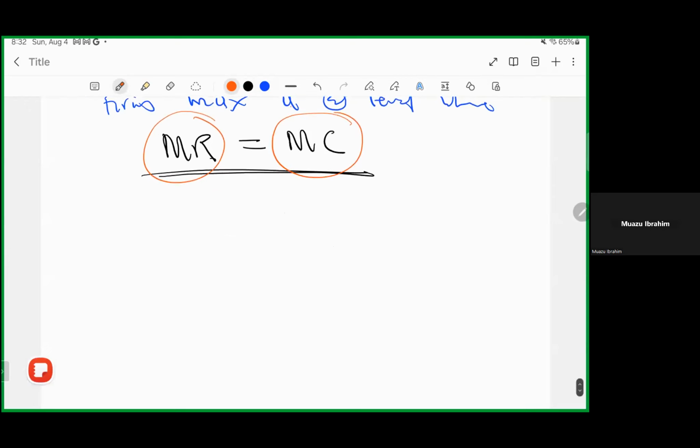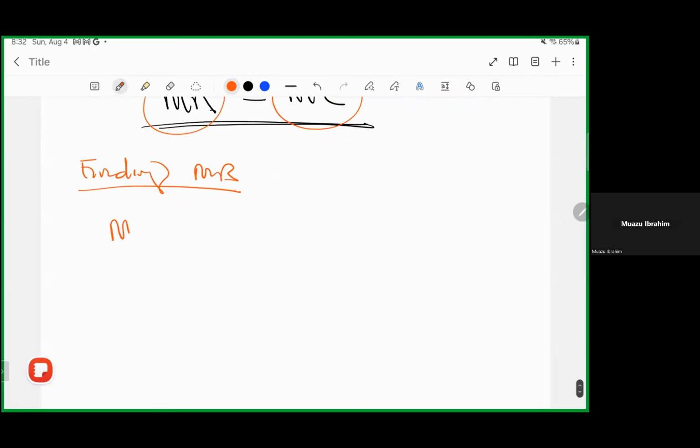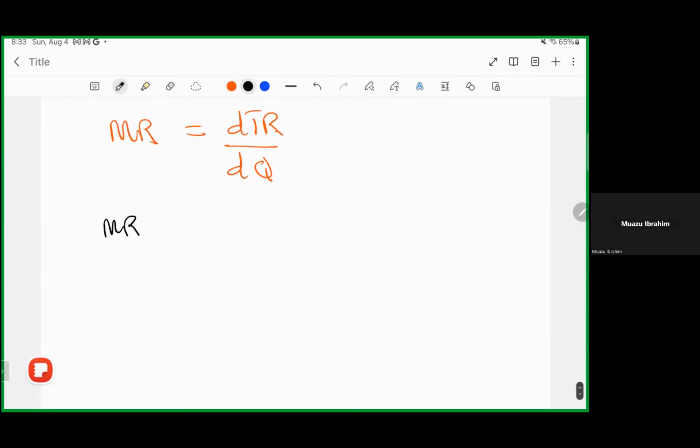So let's find marginal revenue. You know that our marginal revenue is the same as what? The total revenue all over the quantity. Remember, we have two different quantities, quantity 1 and quantity 2. So our marginal revenue from quantity 1 would be the dTR1 over dQ1.